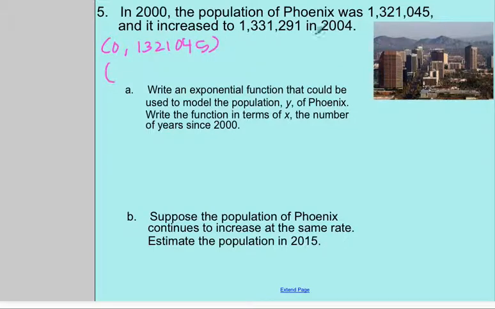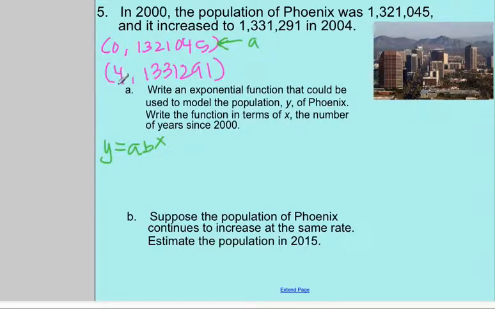Okay, the next ordered pair we have is that 2004. Well, how many years since 2000 is that? That is 4 years. Okay, so now I need to go ahead. I know what A is, and the reason I know what A is because it's when my X value is 0. So this tells me my A value. Okay, so it tells me that's A, and I'm using Y equals AB to the X.